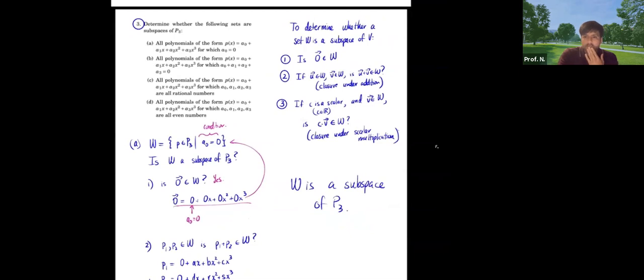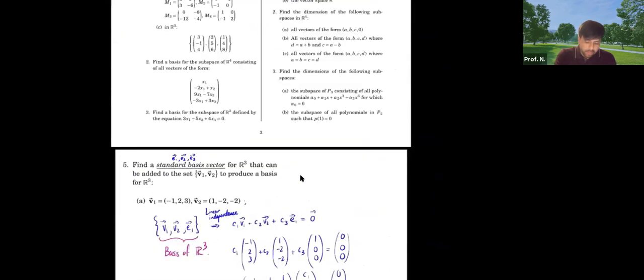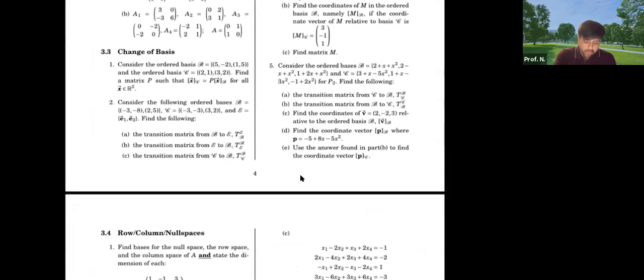Okay, so let's do, like I said, I can go on and on with this. So for 3.3, that's probably the change of basis and all that, right? That's where things get pretty interesting. So I gave you a lot of change of basis examples.